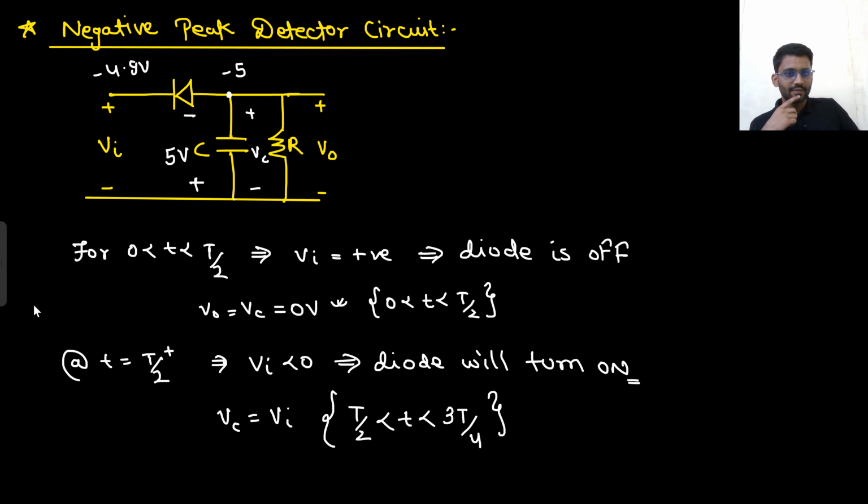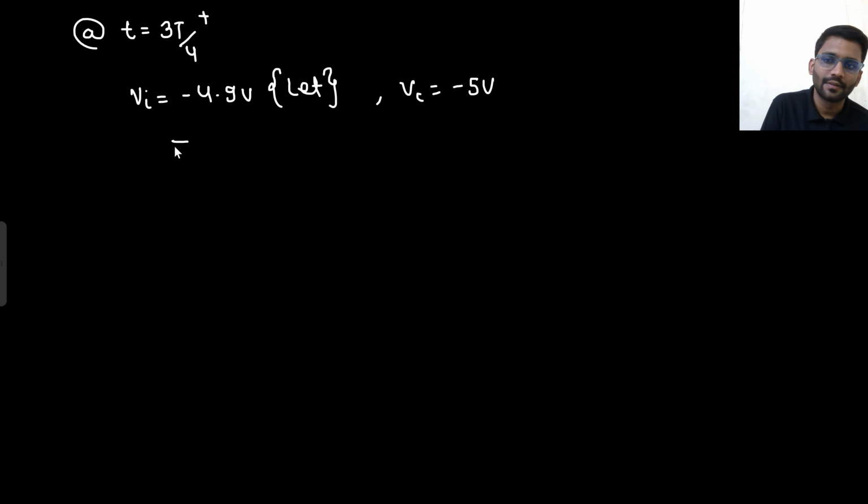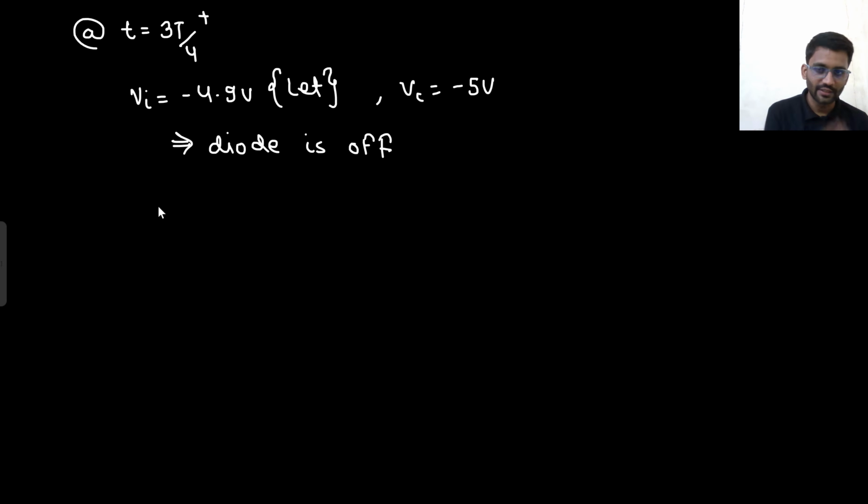Tell me what will happen? At P side you are having minus 5, at N side you are having minus 4.9. At N side you are having more potential. Minus 4.9 is more than minus 5. So at N side you are having more potential, that means diode will be turned off. Right? So diode will be turned off now. That means diode is off.